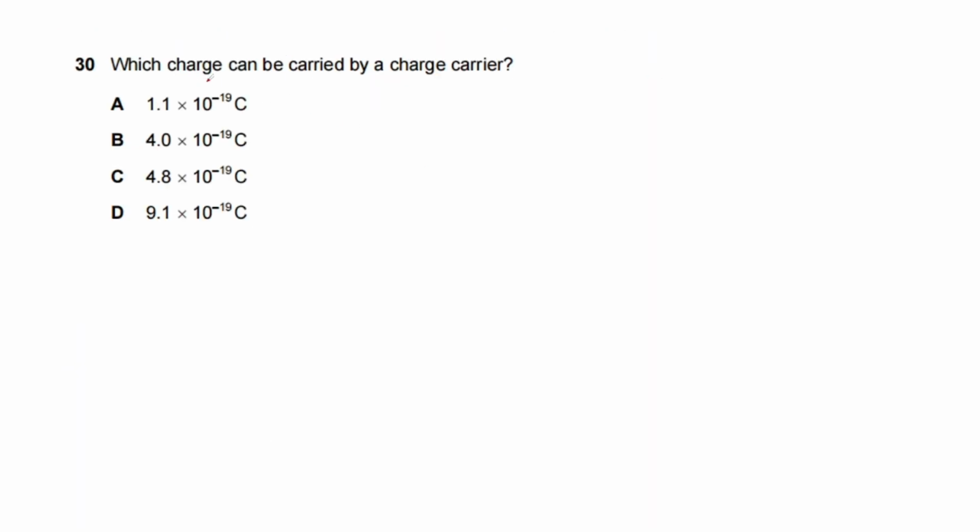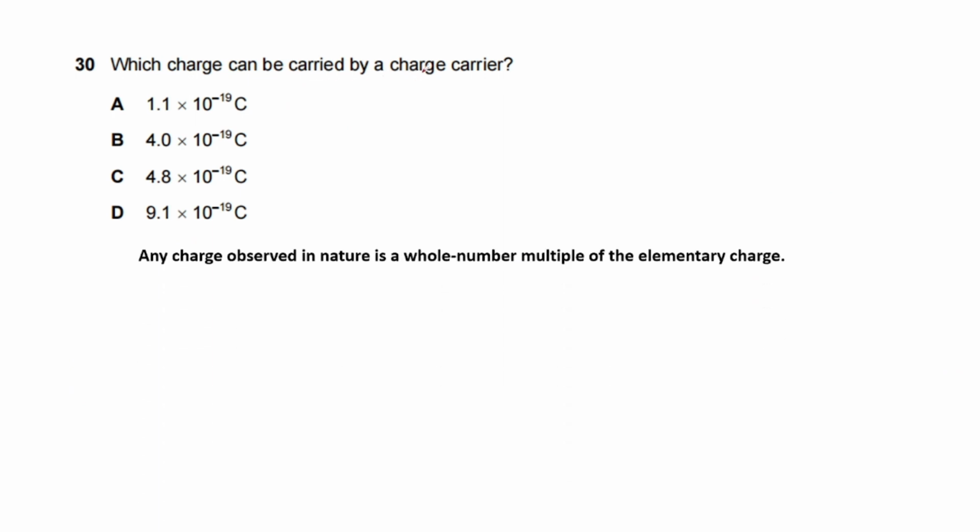Question number 30. Which charge can be carried by a charge carrier? You know that any charge observed in nature is a whole number multiple of an elementary charge. The elementary charge is usually the charge of an electron, that is e. Q is the charge, so it will be an integer multiplied by the charge of an electron. If you divide the charge by this elementary charge, you'll get an integer or a whole number. So you can check each option and find out which one gives you a whole number.